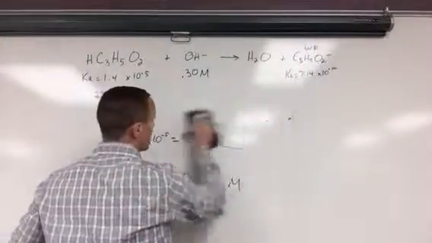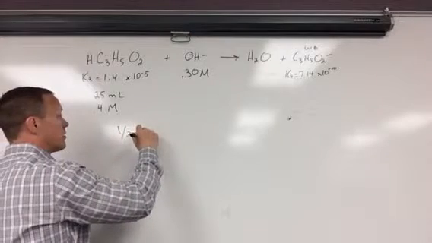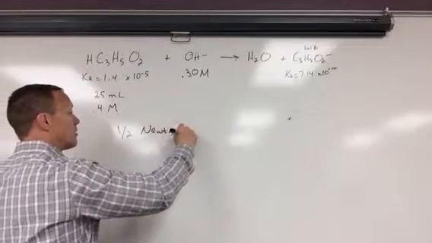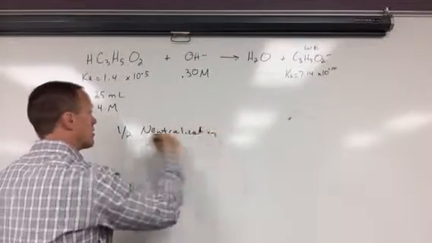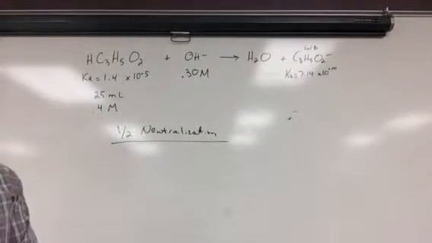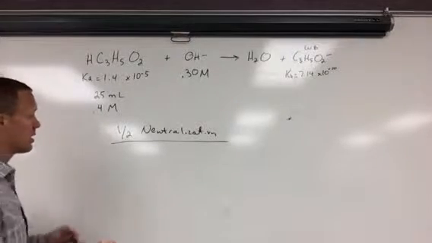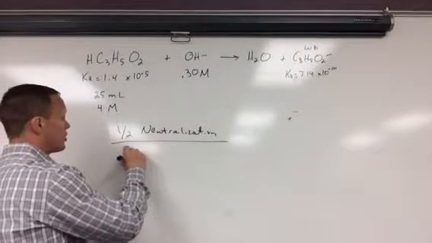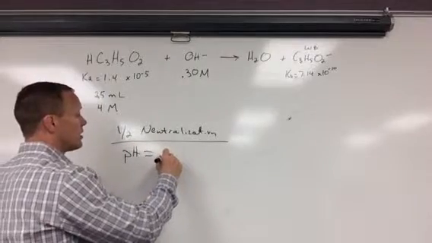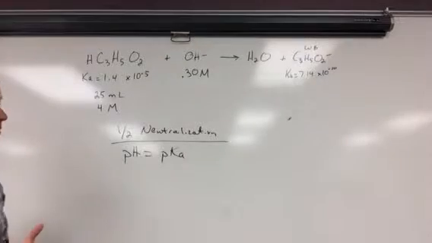At half neutralization, okay, at the halfway point, half neutralization. So remember what I told you before, the pH at half neutralization equals the pKa, or pOH equals pKb. In this case, the pH equals the pKa of this acid.